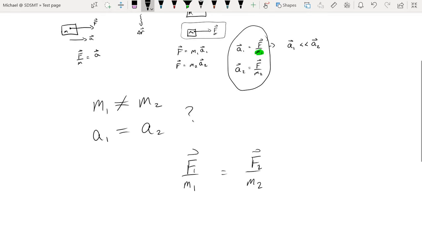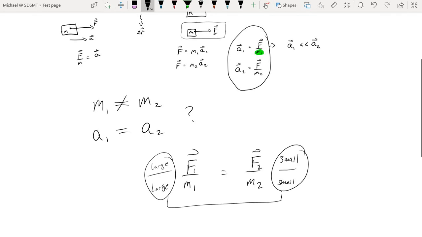And so in order to get these two ratios to truly equal each other, the large mass of mass 1 will need to be accelerated by a larger force, whereas the smaller mass of mass 2 will need to be accelerated by a smaller force, thereby maintaining a consistent ratio of the terms.